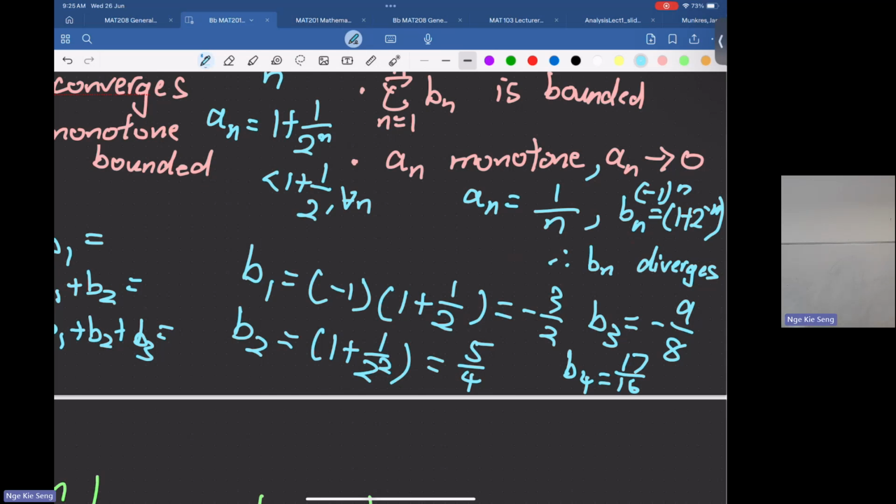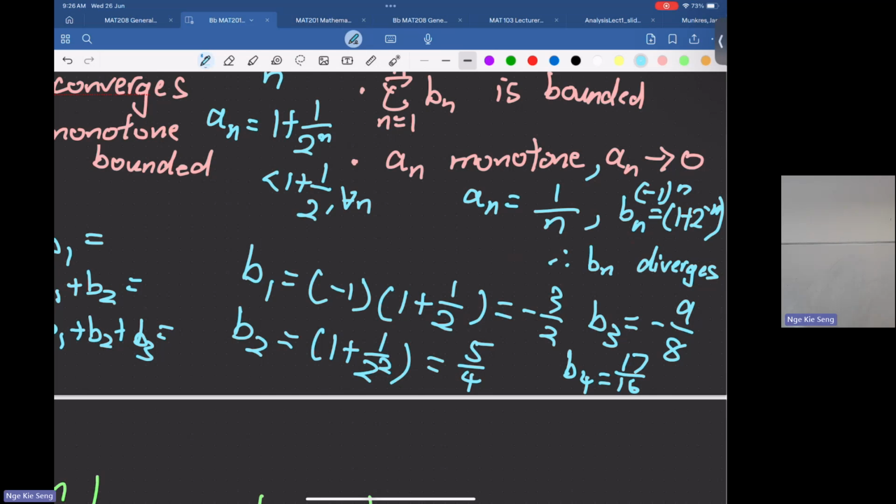Yes, cancel, not cancel, that's right, that's true also. So the problem here is cancel, not cancel, whether it converges or not. But we can use the divergence test to see that the series would diverge, because Bn is not converging to 0. If it converges to 0, you still cannot deduce anything, it might still diverge.